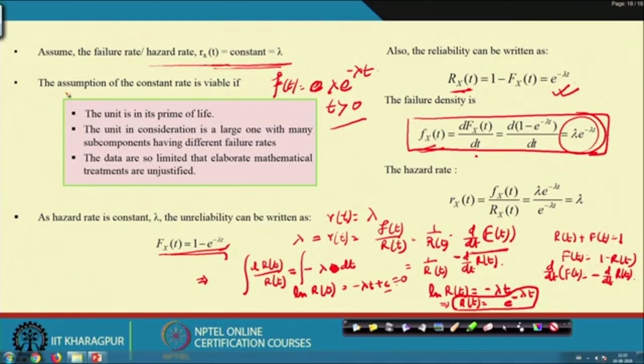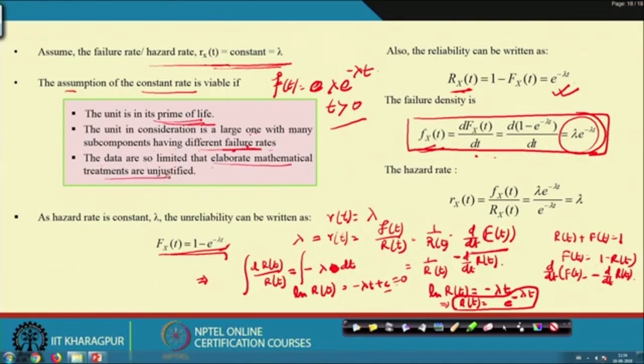So what are the assumptions for this case, under which the exponential distribution will be followed? The unit is in its prime of life, that means the useful life. The unit in consideration is a large one with many subcomponents having different failure rates. The data are so limited that elaborate mathematical treatment is unjustified.